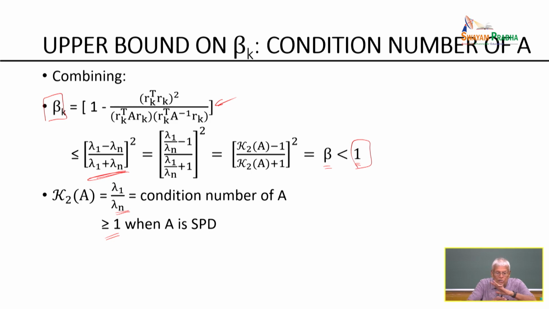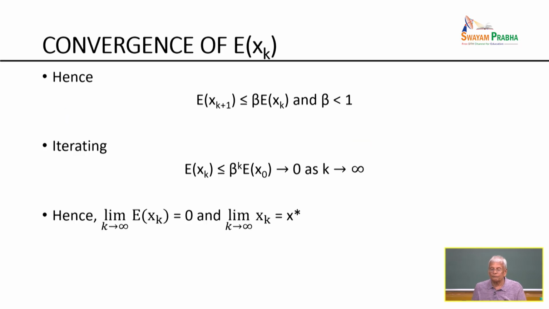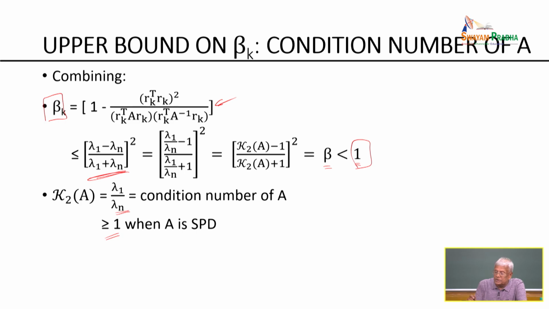Now I am looking at the application of the condition number of a matrix. Beta k is related to the condition number. Beta k is less than or equal to beta. Please understand, this kappa 2 by kappa is independent of k, while the left hand side depends on k. So, beta k is uniformly less than beta, which is less than 1. Therefore, E of x k plus 1 is bounded above, and beta is less than 1.